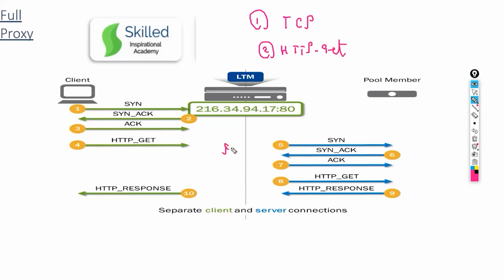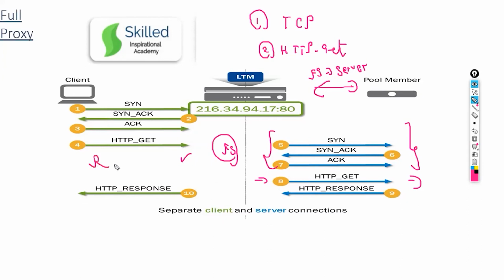So once F5 receives the HTTP GET, only then it will start building a three-way handshake with your server or a pool member. Once it is completed, this HTTP GET request will be sent further to your server. So HTTP works as a request and response model. The request is this one, called the HTTP request. And what is coming from the server is called the HTTP response.